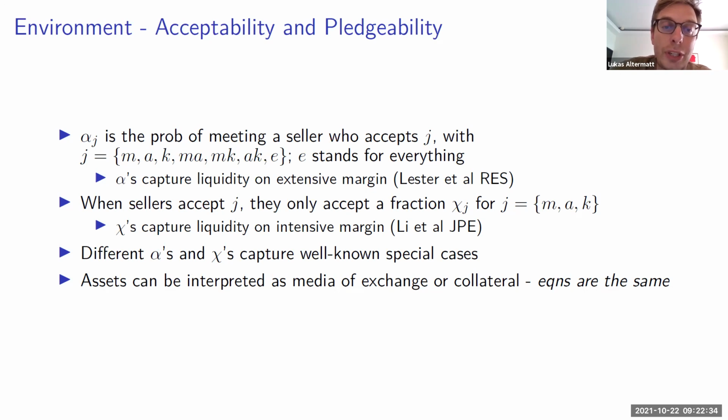This can be interpreted as a pledgeability constraint because actually in the model, it is equivalent whether the trade is direct, in the sense that agents give assets and directly receive consumption, or whether trade is basically collateralized credit. So especially when you use A or K, maybe collateralized credit is the more standard way of thinking about this. And the equations are exactly the same, so you can interpret it either way.